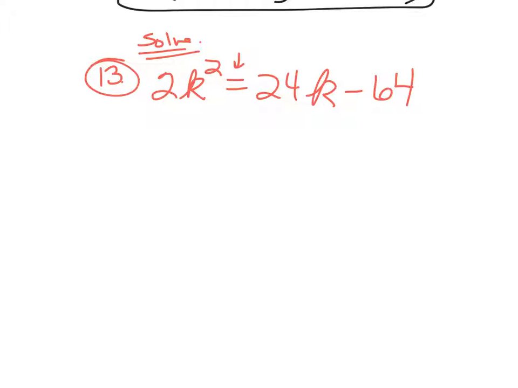So, on this problem I said to solve by factoring. Okay, well, we've been saying over and over again, is the equation quadratic or is it linear? This one's quadratic because we got the power of 2. If it's quadratic, we always set it equal to 0. So let's subtract 24k from both sides. Let's add 64 to both sides.